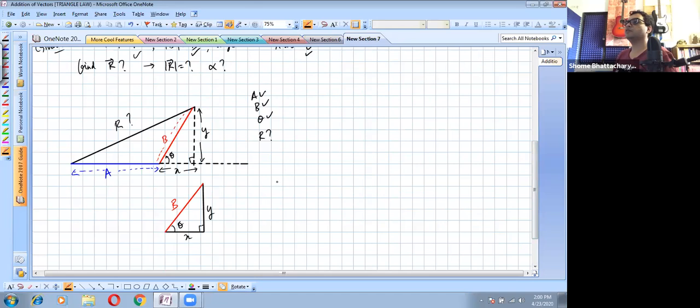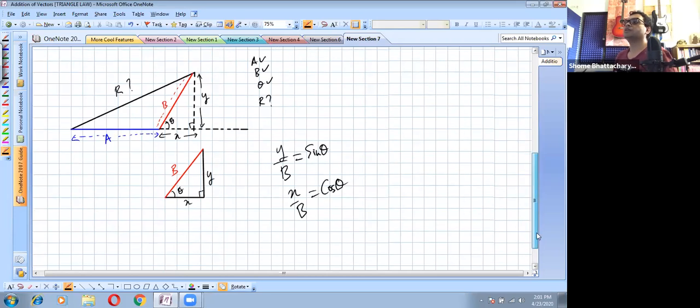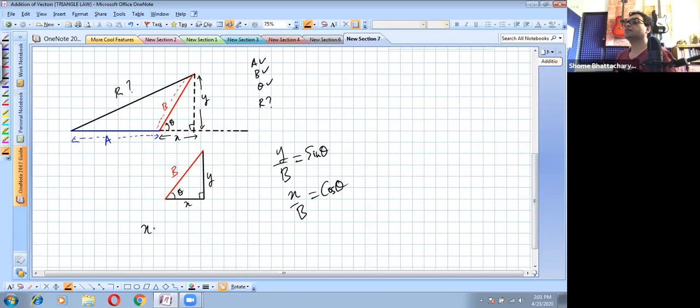So now let us apply trigonometry to this. Okay, so you can see y upon b is nothing but perpendicular upon hypotenuse. So it is sine theta by definition. And x upon b is nothing but base upon hypotenuse. So it is cos theta. So my two unknown quantities in this triangle, which were x and y, they now become b cos theta and b sine theta.